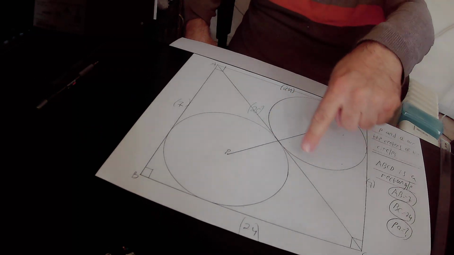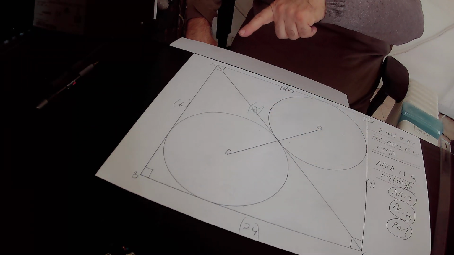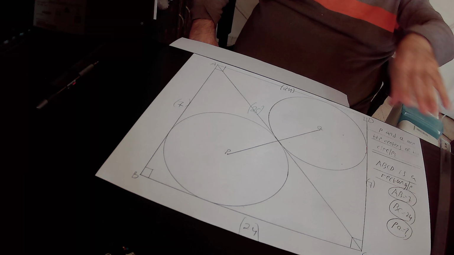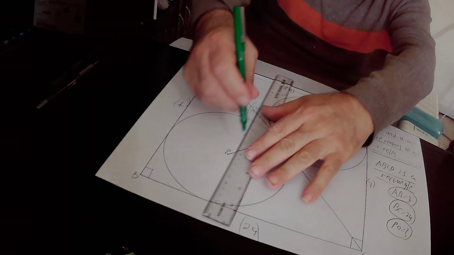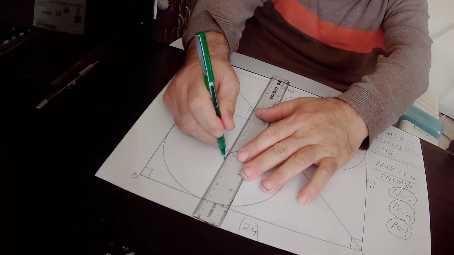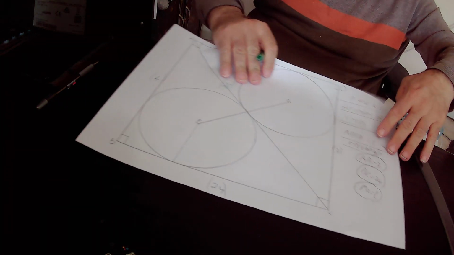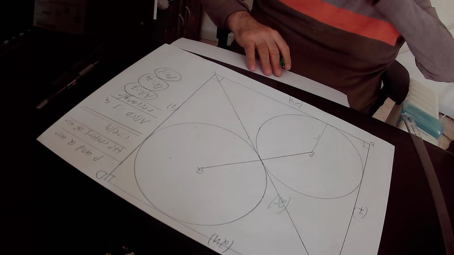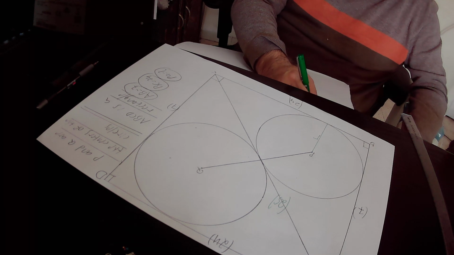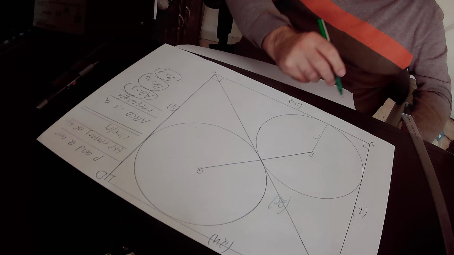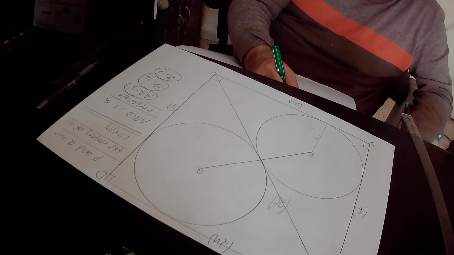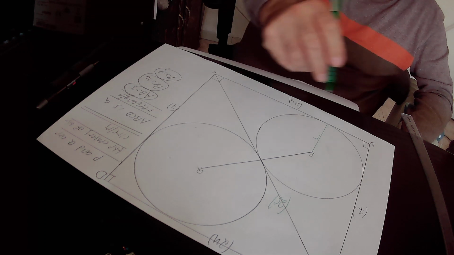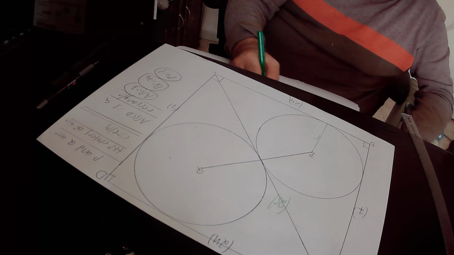So this circle is blocked by the right triangle ABC. We define the radius of this circle as R. According to the new formula, the radius R is equal to AB plus BC minus AC over 2.